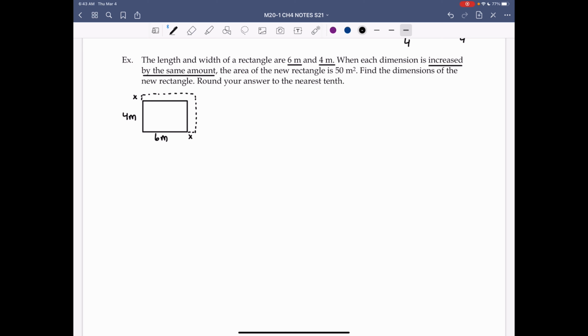Then it tells us the area of the bigger rectangle. We know the area formula is length times width for a rectangle, and the bigger rectangle has an area of 50. So 50 equals length times width. What is the length of the big rectangle? It started as 6, and we increased it by x, so it'd be 6 plus x. What is the width of the bigger rectangle? It started as 4, we increased it by x, so it'd be 4 plus x.